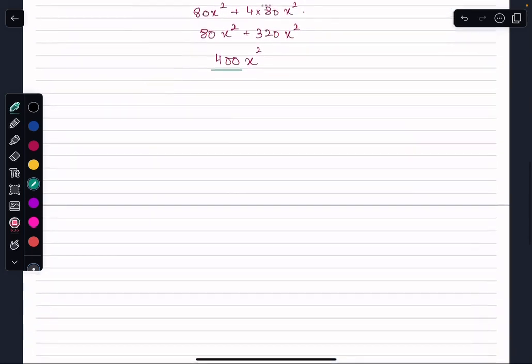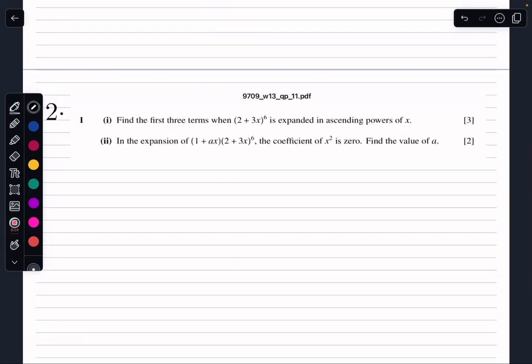Let's do the second question. The second question is from Winter 2013, paper 1 variant 1, and it's the first question in this paper, where it says find the first three terms in the expansion of 2 plus 3x to the power 6 in ascending powers of x. So let's do the expansion applying the binomial theorem again.